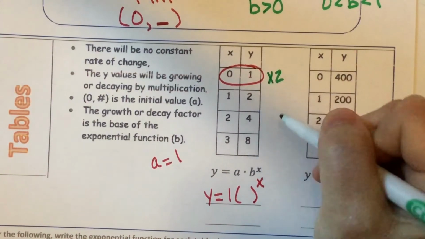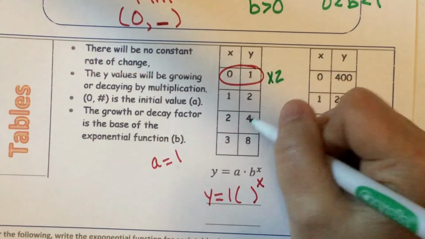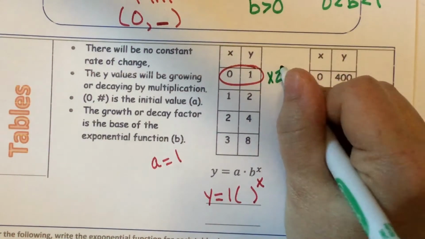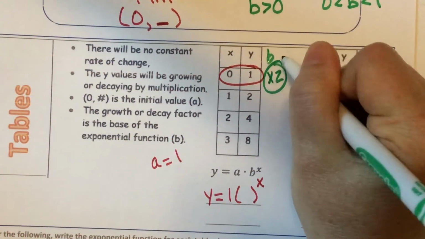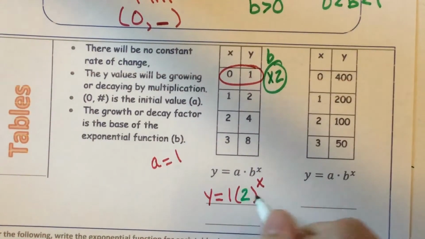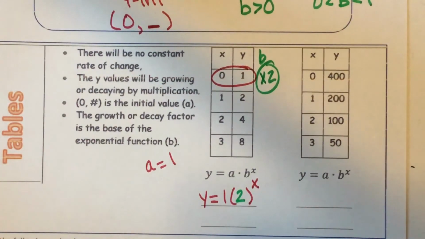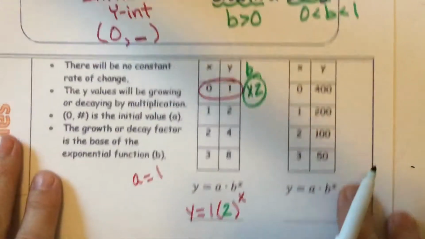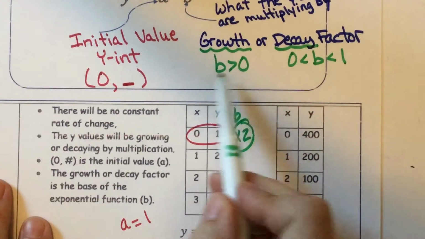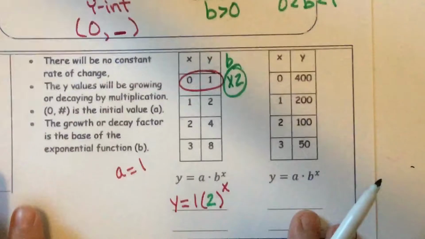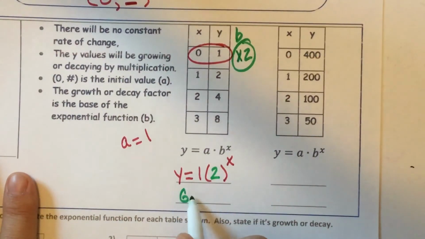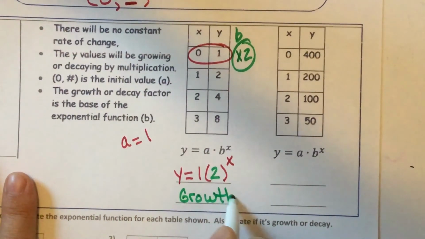1 times 2 is 2. 2 times 2 is 4. 4 times 2 is 8. So what they're multiplying by, that's your b. So our b is a 2. All right. So we talked a little bit up above. If your b value is bigger than 1, then it's growth. So this would be an example of exponential growth.